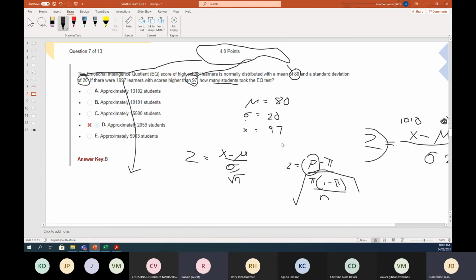Why don't we start by looking for Z that is greater than 97? Okay, so see, so that Z greater than 97 would have been... so do you want to work this out and see what the Z value is?